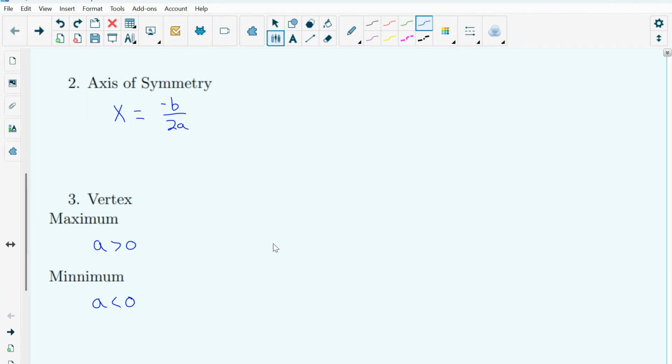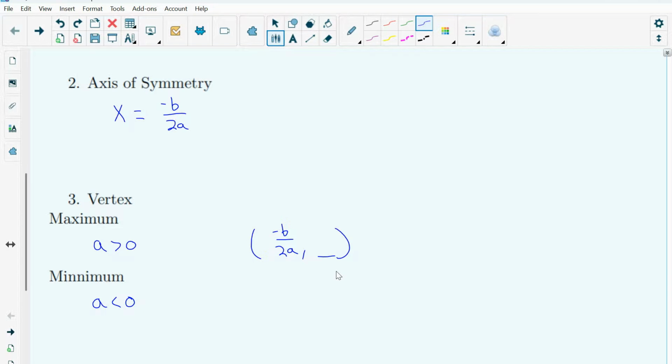Also, we can use the axis of symmetry to calculate our vertex. So the x value of our vertex is going to be the same as the x value that we calculate for our axis of symmetry. But we would have to substitute this x value into our equation to find the y value. So that is the third of our properties.